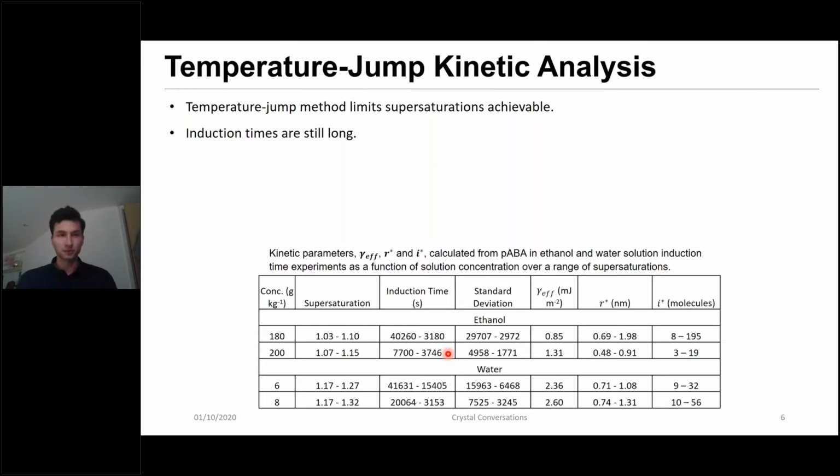We can get quick data from this. What you'll also notice is that because of low supersaturations, we have very high standard deviations of the data. So this is an issue with this temperature jump method, in that because nucleation is stochastic and you've got a low driving force to nucleation, standard deviations can be quite high.